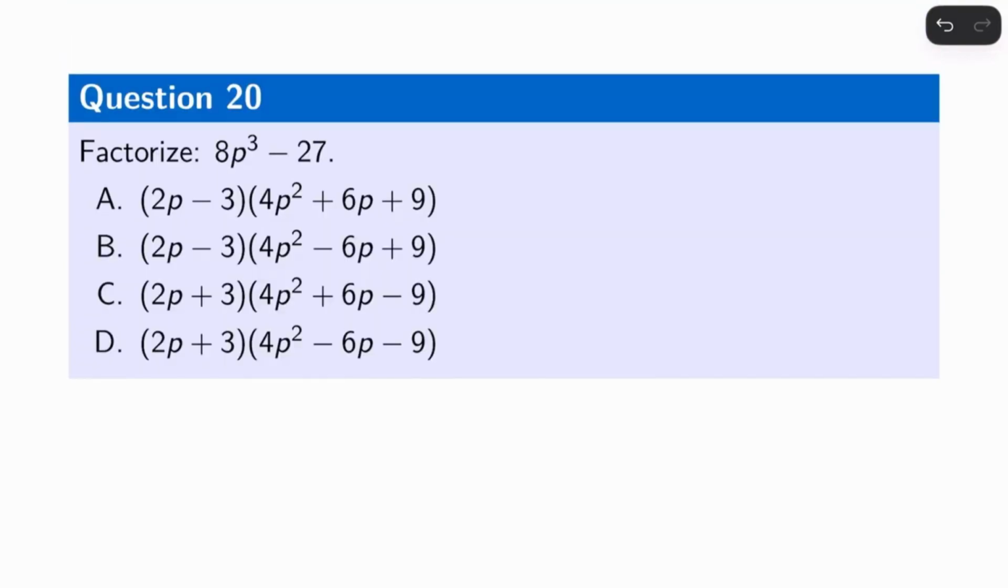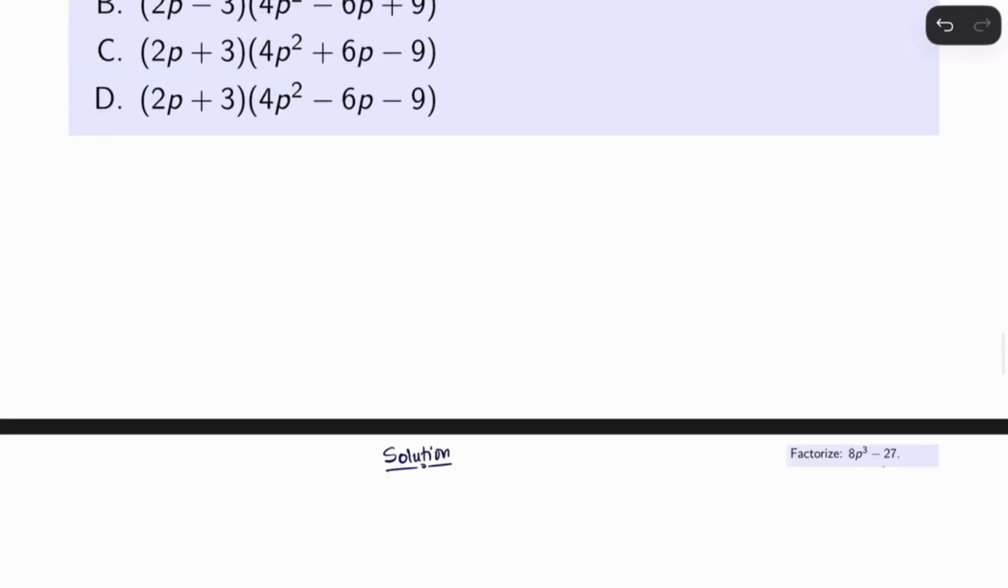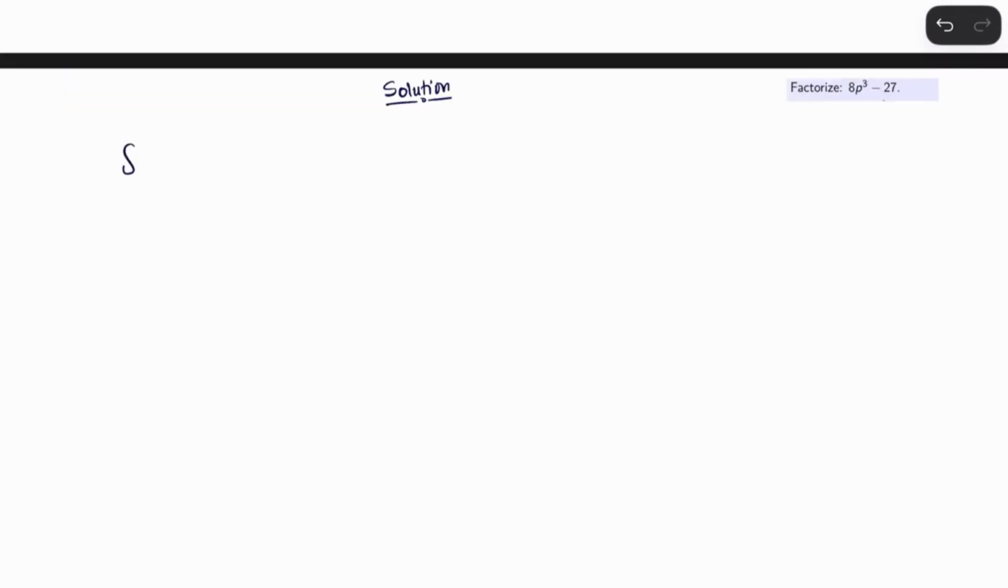Question number 20. Factorize 8p cubed minus 27. Solution. So here we have 8p cubed minus 27, right? Now we can rewrite 8 as 2 exponent 3, so that will be 2 exponent 3 p cubed minus. Also, we can rewrite 27 as 3 exponent 3, so that will be minus 3 exponent 3, right?